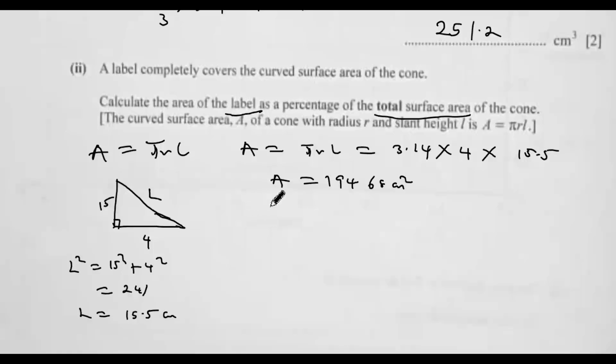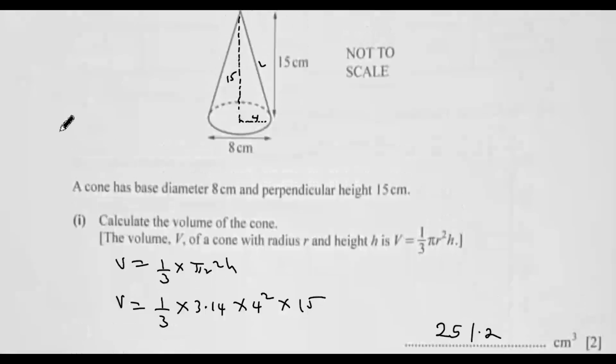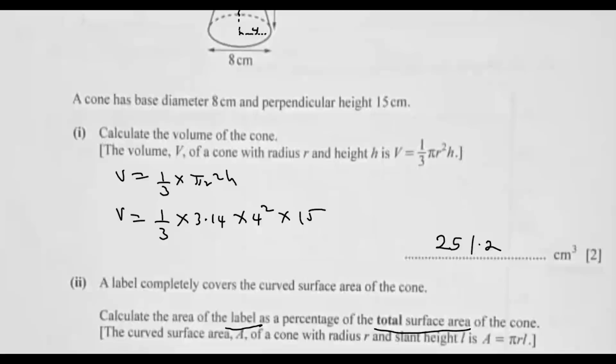So then we can now calculate the total surface area. So let me put C here. That's the curved surface area, and we know that the curved surface area is the area of the label part of the given shape. So then the total surface area will be equals to the curved surface area plus the area of the base. The base area is the area of a circle, that is pi r squared.